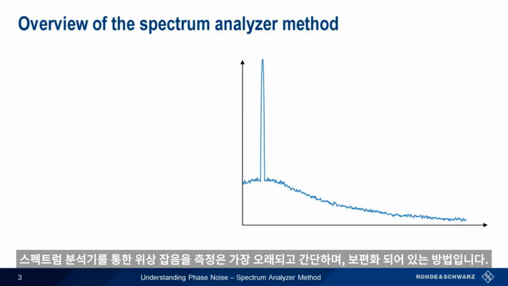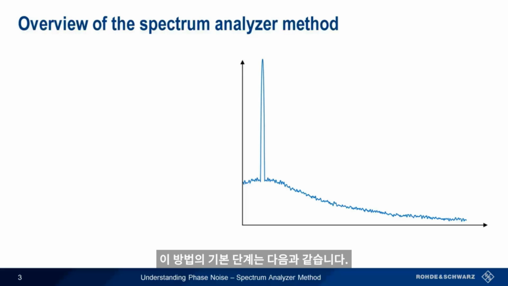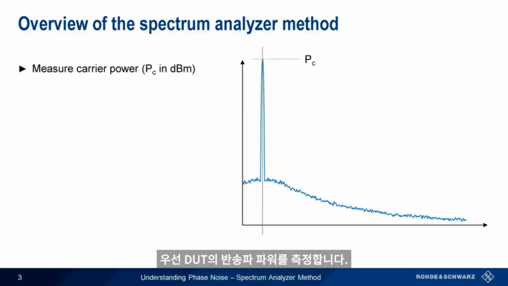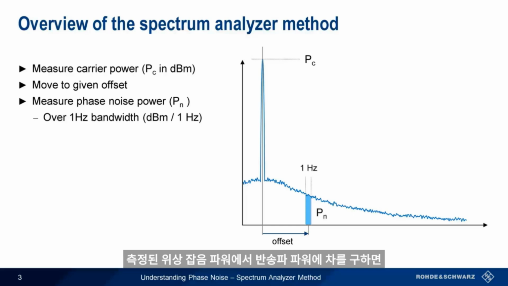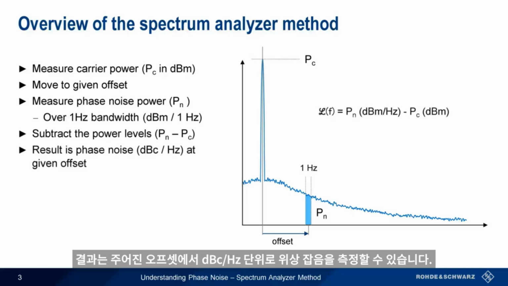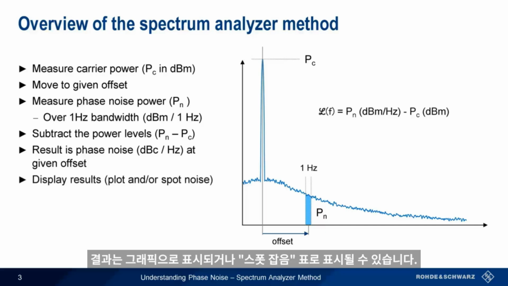The spectrum analyzer method is the oldest, most straightforward, and most widely used way to measure phase noise. The basic steps in this method are as follows. We start by measuring the carrier power of the device under test. We then move to a given frequency offset from the carrier, that is, to a point in the sideband, and measure the phase noise power contained in a 1 Hz bandwidth. If we subtract the carrier power from the noise power, the result is phase noise in dBc per Hertz at the given offset. Usually these measurements are repeated for various offset values, and the results can be displayed either graphically or as individual spot noise values in a table.